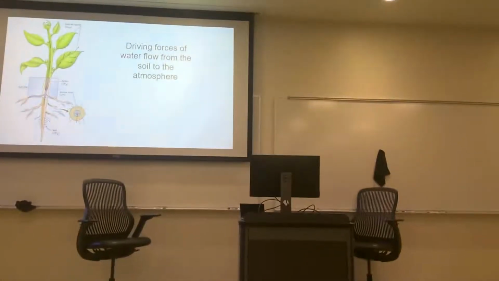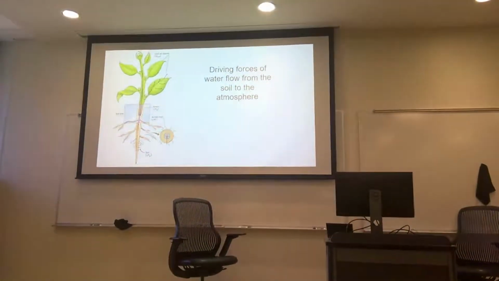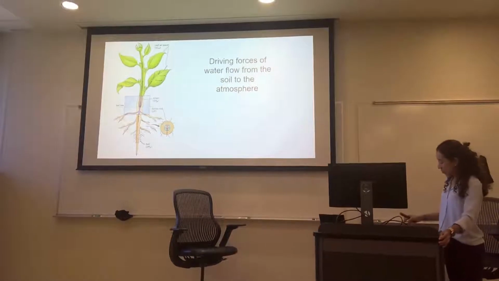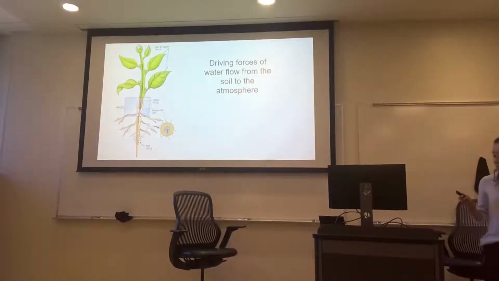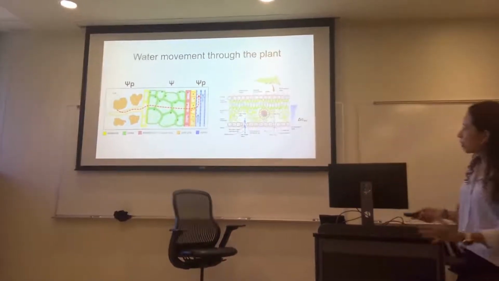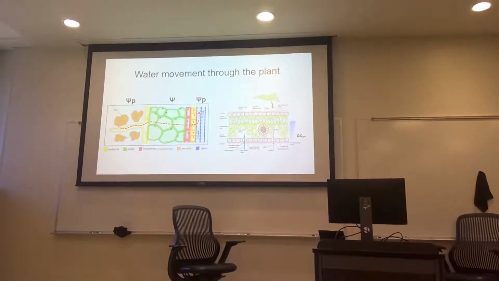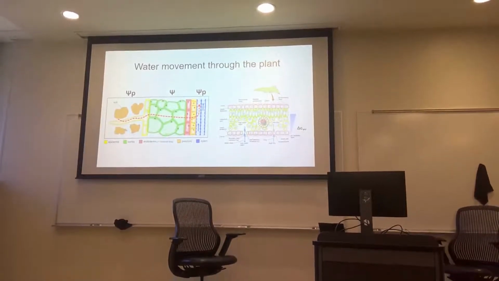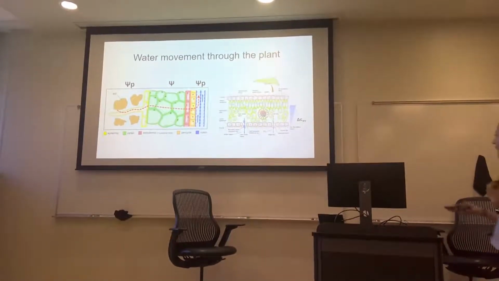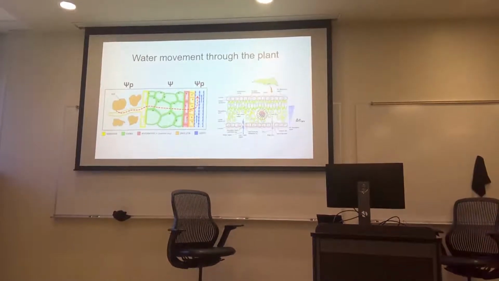So we finished with the driving forces of water flow. And I have your graded actions here. I'll come back to you. So we talked about how water movement through the soil is due to a pressure potential gradient through the roots, water potential through the xylem, pressure potential, and then evaporation due to difference in water vapor concentration.